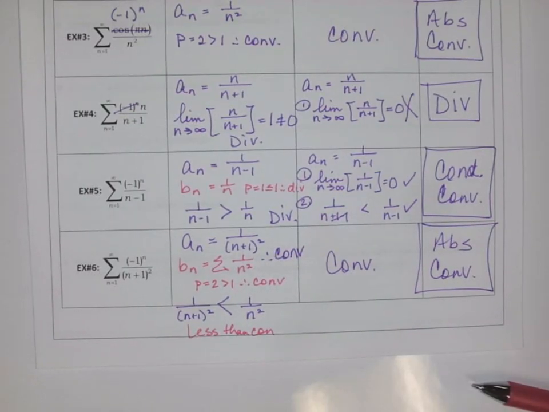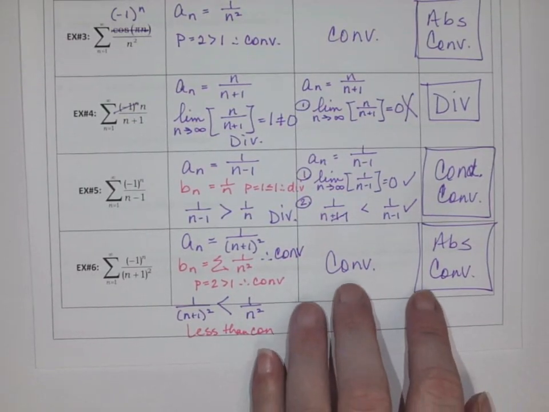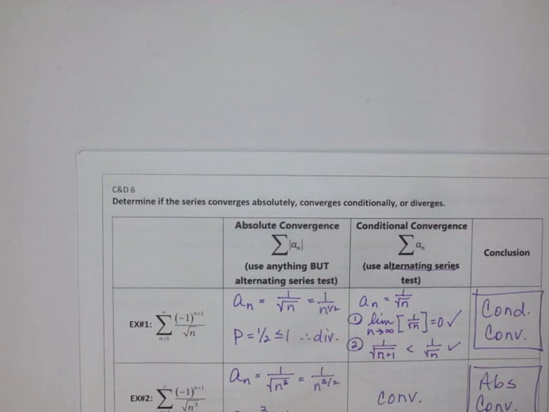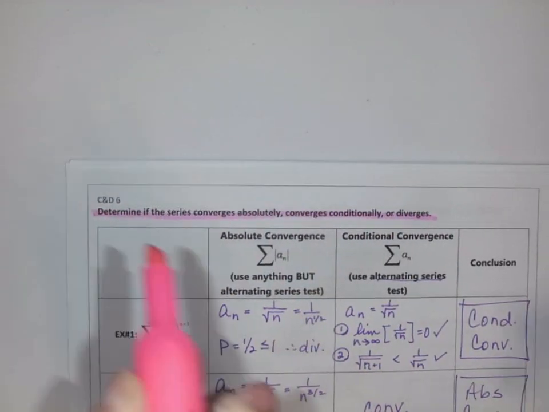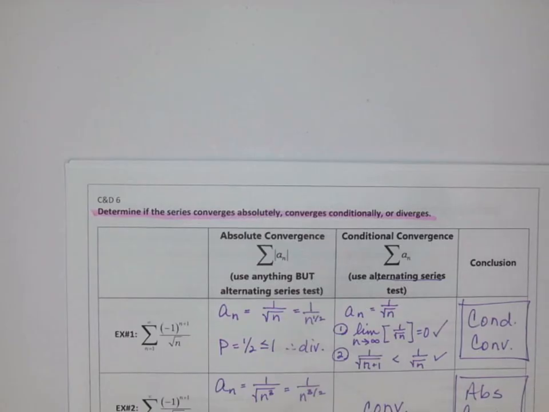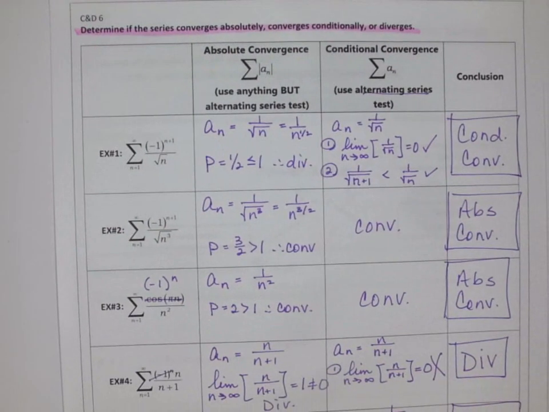Okay? All right, so now, when do we use this? The only time we use this is when the directions say determine if the series converges absolutely, conditionally, or diverges. So it has to use the words converge absolutely or converge conditionally before you can use that test, okay? All right, so that is it for convergence and divergence.